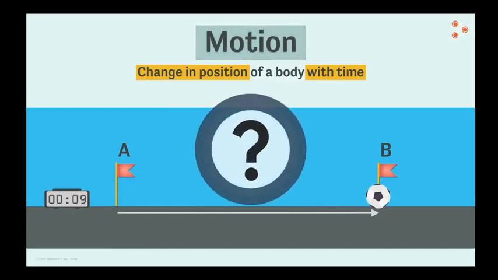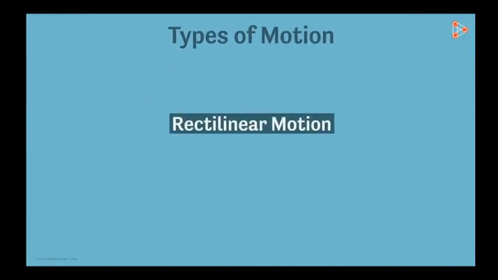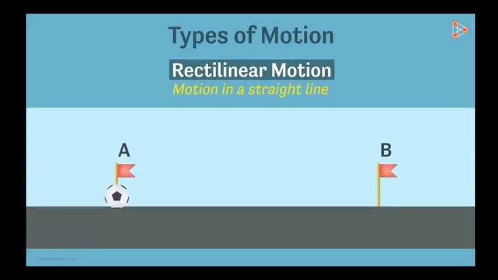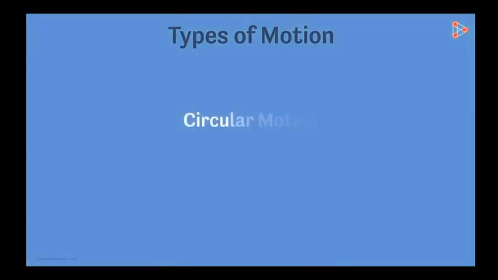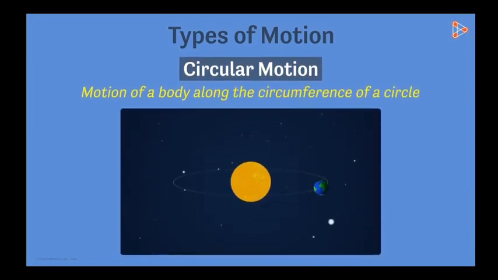What are the types of motion that we had studied previously? We have seen 4 types of motion. The simplest of all is the rectilinear motion. It is the motion of a body in a straight line. The example that we saw earlier is of a rectilinear motion. Object is moving in a straight line from A to B. There is another type of motion called the circular motion. It is the motion of a body along the circumference of a circle. Example: motion of the earth around the sun is an example of circular motion.